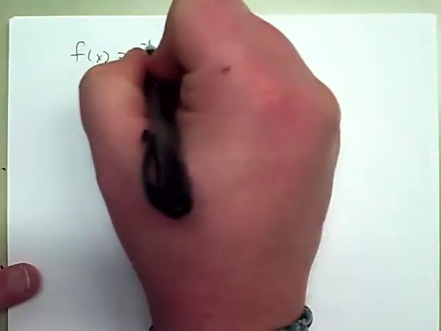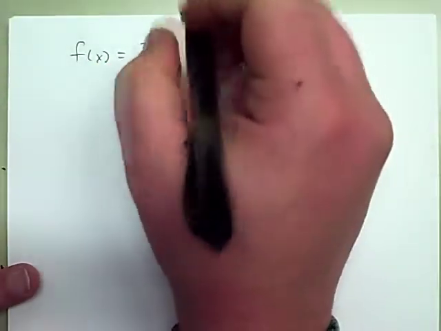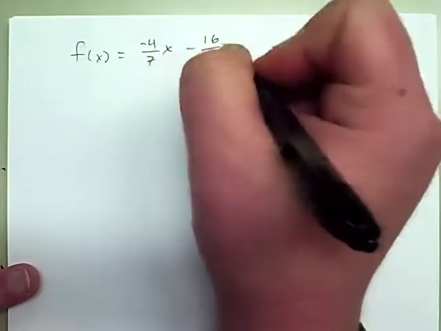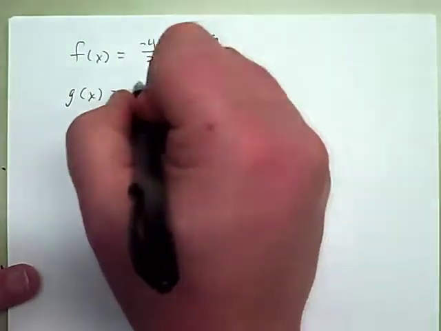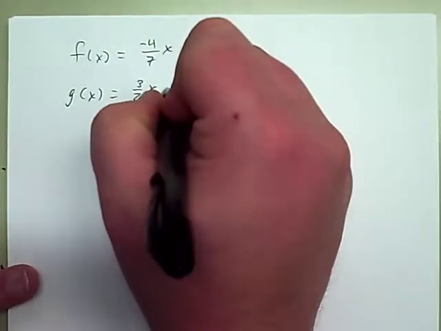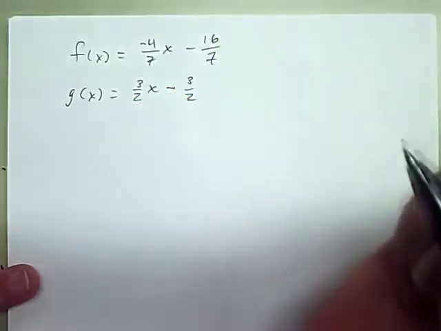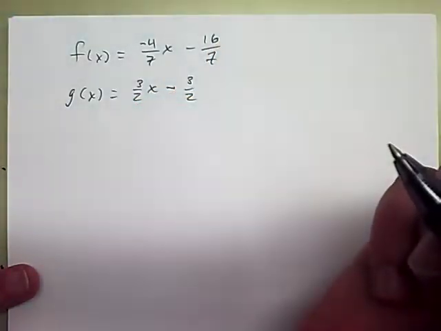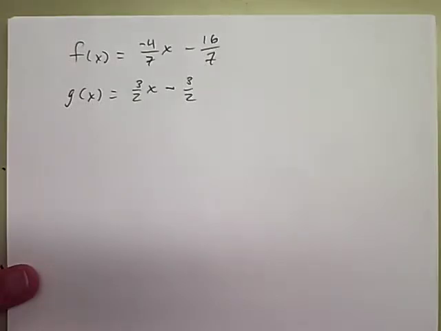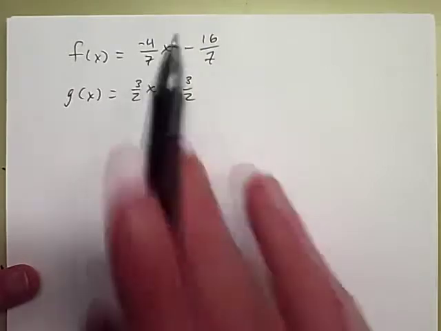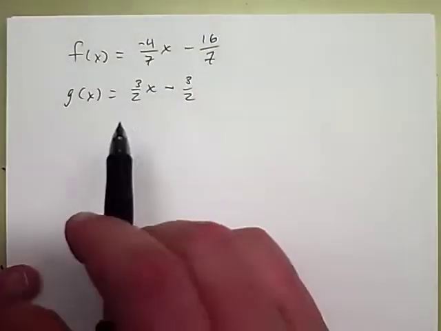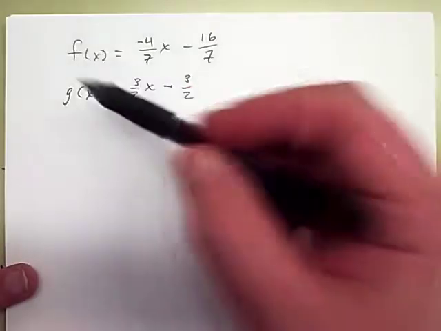All right, let's take a look at another example. What if we have something like f of x equals negative 4/7 x minus 16 over 7, and we get a g of x that's like 3/2 x minus 3/2. Okay. Well, last time I took the g and plugged it into f, so just for grins, I'm going to take the f and plug it in for g.